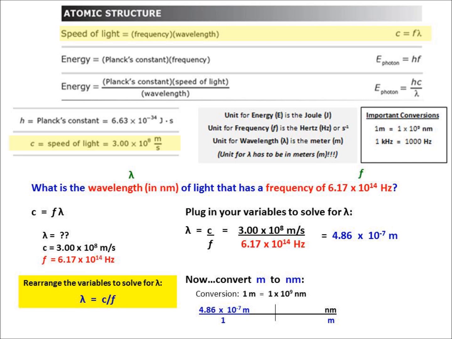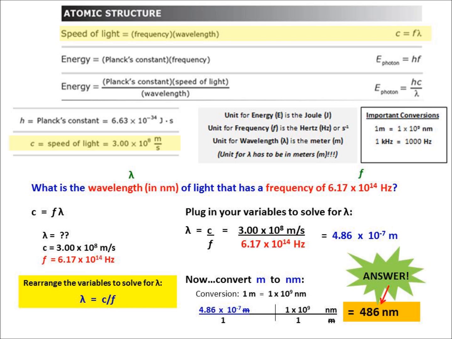I then plug in my conversion in the appropriate spot, and then I multiply across and divide down. So I'm going to multiply 4.86 times 10 to the negative 7th meters times 1 times 10 to the 9th nanometers, and I'm going to divide it by 1. Again, my meters are going to cancel out, and what I am going to be left with is 486 nanometers. That is the wavelength in nanometers, which is what the question asked me to solve for. So ta-da! That's my final answer.